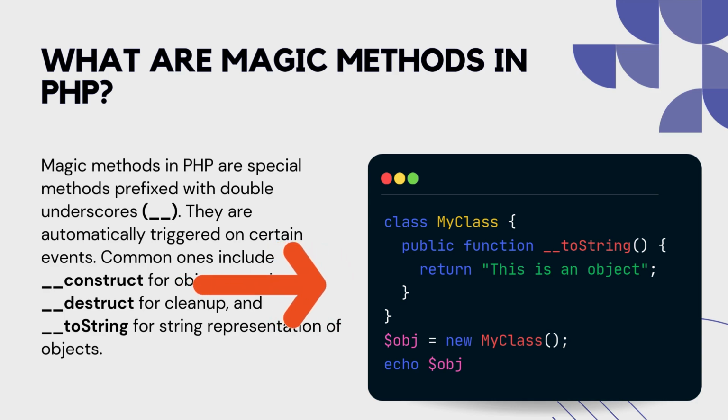In this example, the __toString magic method defines how an object is converted to a string. When $obj is used, it outputs "this is an object".